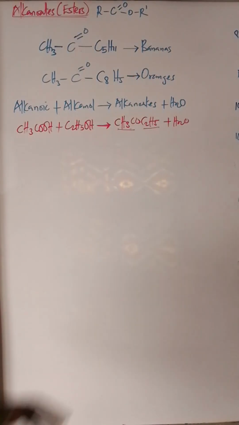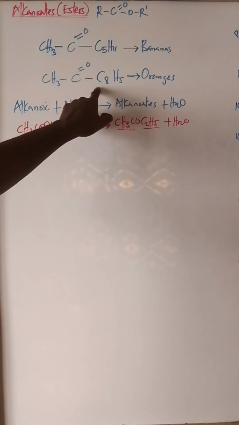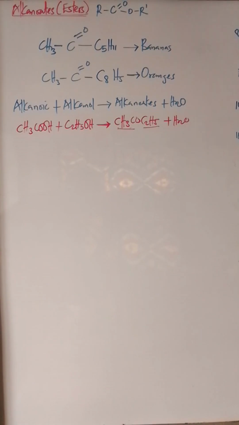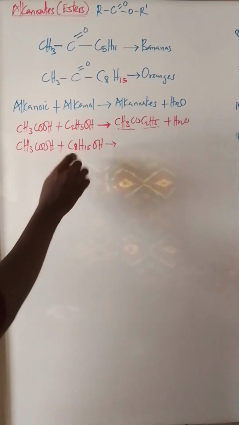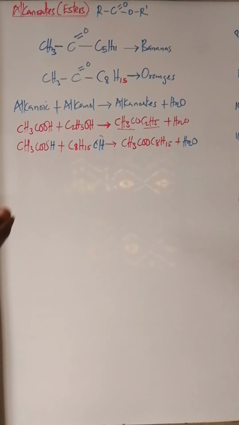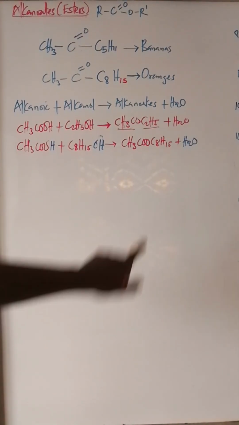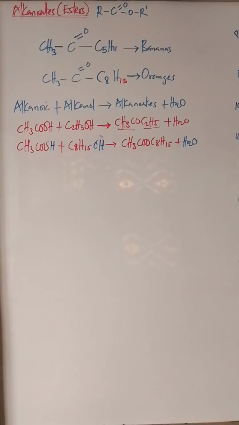So if you want an ester that will smell like orange, it means you are going to use ethanoic acid, but what are we not going to use? Octanol. So what happens? We take this OH away, take this H away, then bring this one to the back of this. So now this is what? Octyl ethanoate, which will smell like orange.